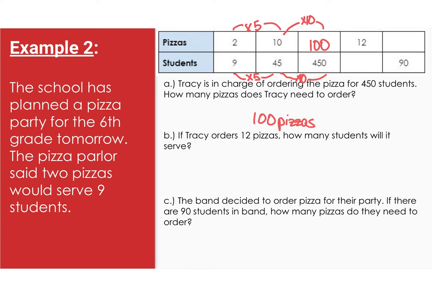If Tracy orders 12 pizzas, how many students will it serve? So we might need to go back to our original label in our table because I believe it's easier to get from 2 to 12 by multiplication. So what do I multiply 2 by to get 12? That's times 6. So I'm going to do the same thing on the bottom. And that means it will feed 54 students.